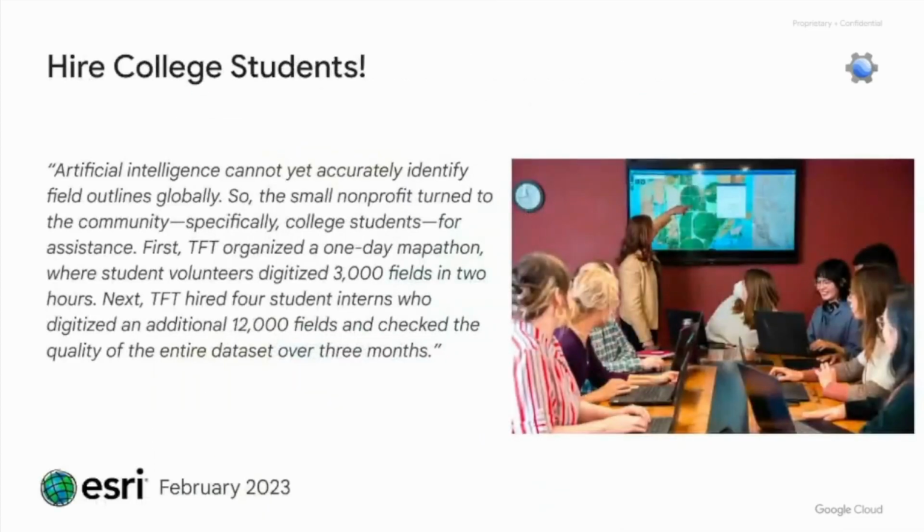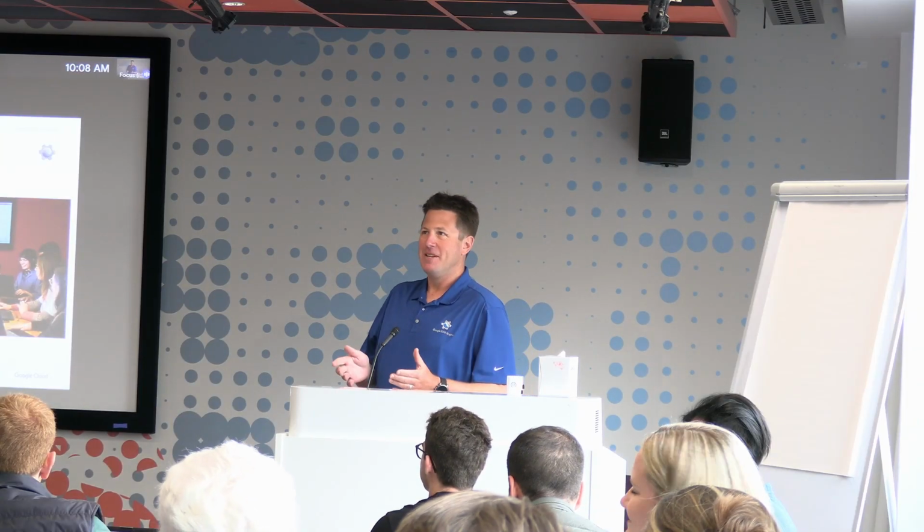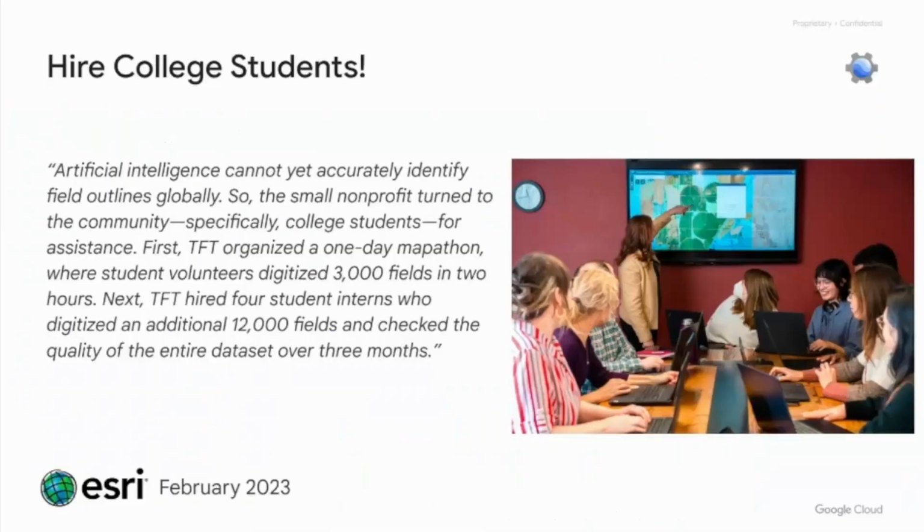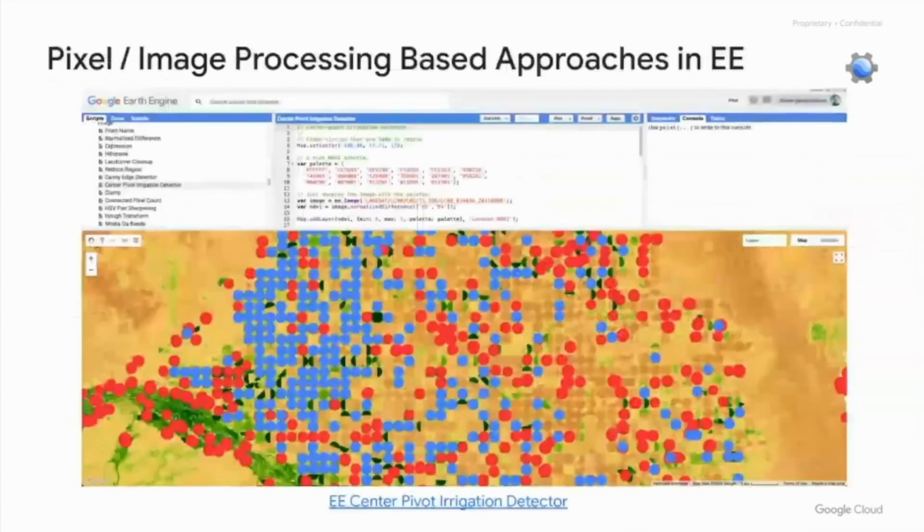Another approach, this is from an Esri blog in February, is to hire college students. In this example, they sat down and they had these map hackathons, and it says that they didn't think machine learning was really there yet, so they were going to do this the old-fashioned way. And they got students volunteered to digitize 3,000 fields in 2 hours. So I guess at the rate of about 1,000 fields per pizza, this is another good approach to segment fields. And they were just going to literally hand digitize these.